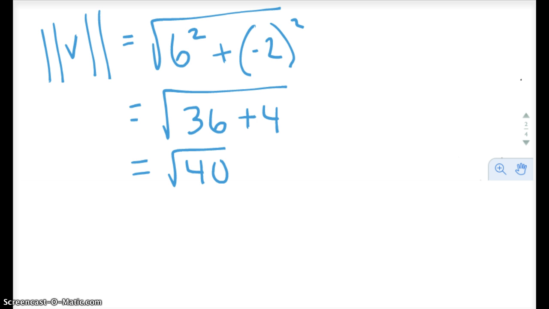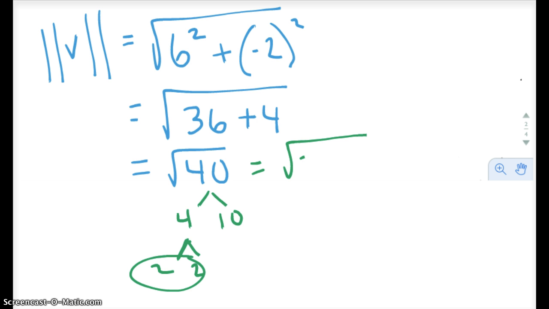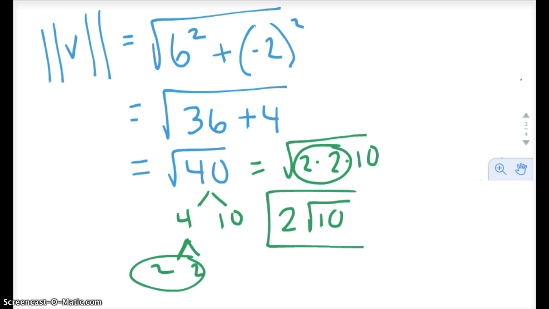So I'm going to go ahead and use my factor tree method, and I'm going to break this down into the factors 4 and 10. 4 is 2 and 2, and 10 I can break down to 5 and 2. It's not super helpful, so I'm going to go ahead and leave 10. And I know I have a pair here, so I could rewrite the square root of 40 as 2 times 2 times 10, which really simplifies to be 2 rad 10. And remember, that represents our magnitude.